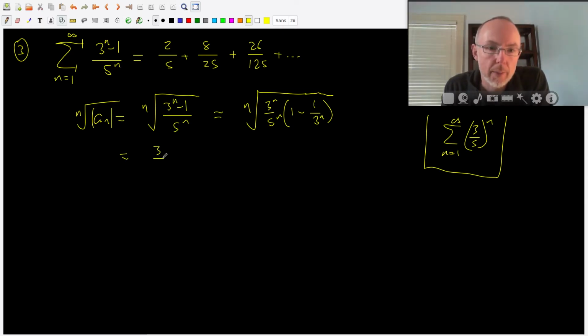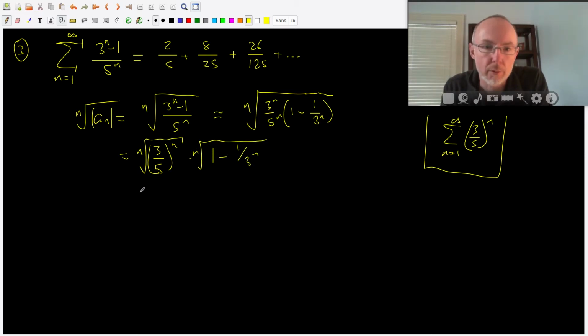But this is going to be 3/5 because it's the nth power of the nth root. Let me explicitly write it down. This is the nth root of that nth power multiplied by the nth root of 1 minus 1 over 3 to the n. Just using properties of roots, we can write that. And then this is just 3/5 of the nth root of 1 minus 1 over 3 to the n. And so that allows us to simplify it a little bit.